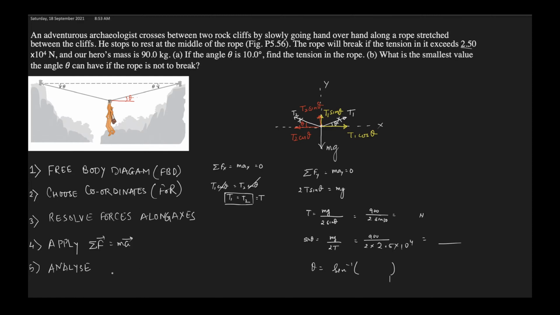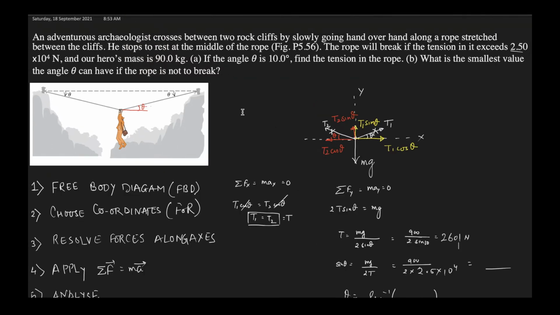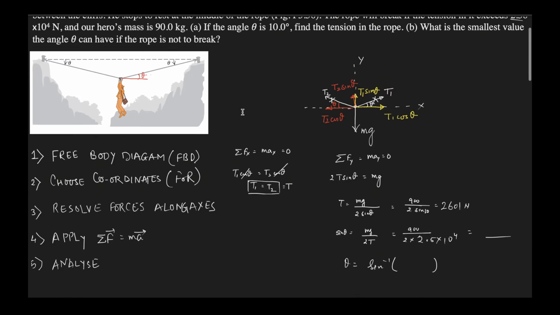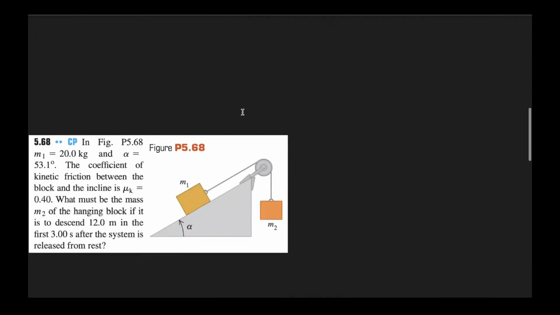So once you understood these 5 steps to Newton's laws: free body diagram, choose coordinates, frame of reference, resolving forces along axis, applying Newton's laws, and analyze. A friend of mine is giving the answer as 2601 Newton. Nevertheless, I hope that's just a part of calculation. I hope you all can handle it. Shouldn't be an issue. Fine, around 2600. Let's go to the next question.